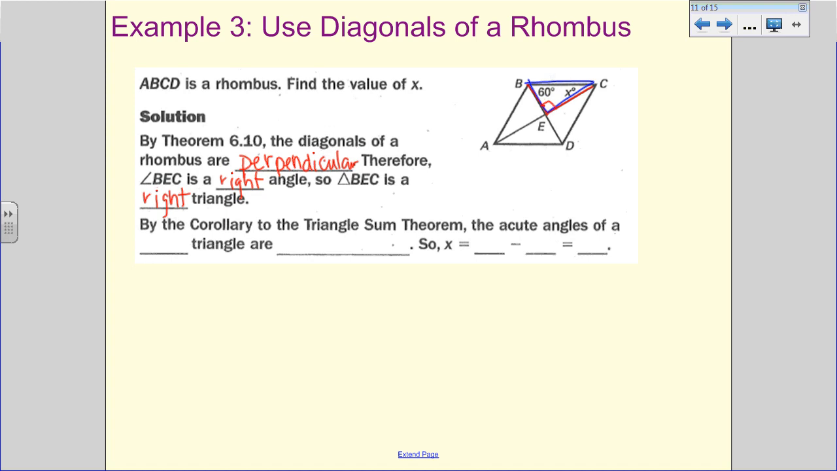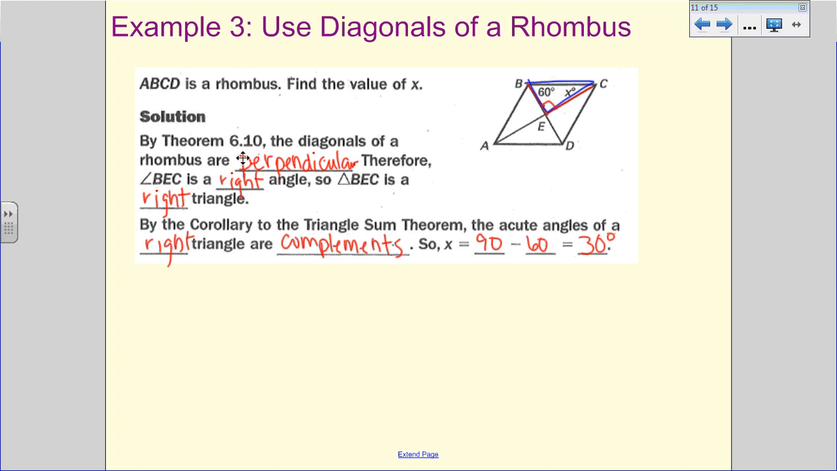So how does that help us? Well, remember, our triangle sum is 180 degrees. So when we look at that, we know in a right triangle, the angles are complementary. So x has to equal 90 minus 60, so it equals 30 degrees.